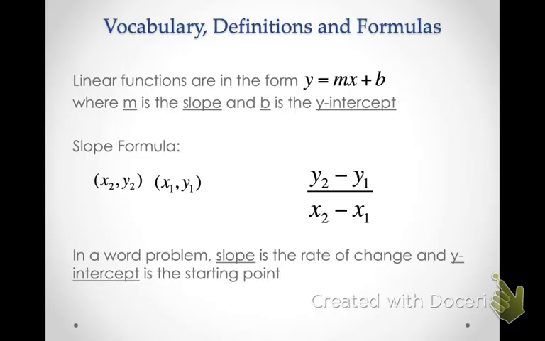Our slope formula, when we're given 2 points, we just find slope by doing y2 minus y1 on top and x2 minus x1 on the bottom. In a word problem, you need to remember that slope is our rate of change and y-intercept is our starting point.